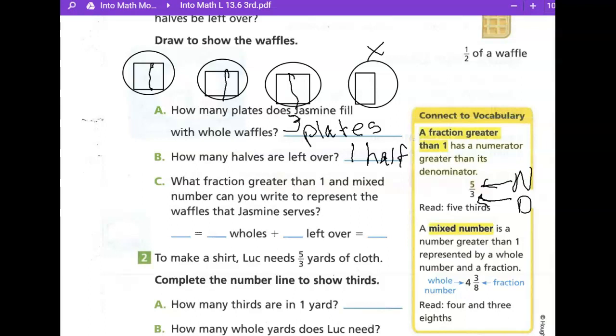So when we're going back to Jasmine's, we had how many halves to start with? 7 halves. How many 2's in 7? 2, 4, 6. Or we can look up at our diagram and see that 3 plates have the whole waffle, or 2 halves on them. And we know that we had that 1 left over, and we know that 1 is 1 half. So we have 3 wholes and 1 half waffles left over.